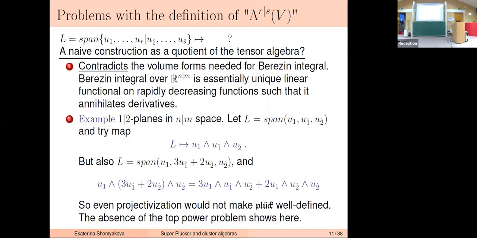Now, as you understand, if we want to construct the super Plucker embedding, which we need for the super Plucker relations, we needed to figure out what is going to be.